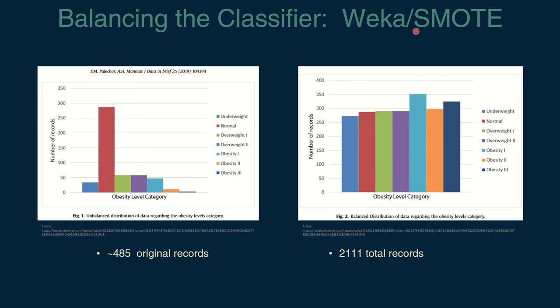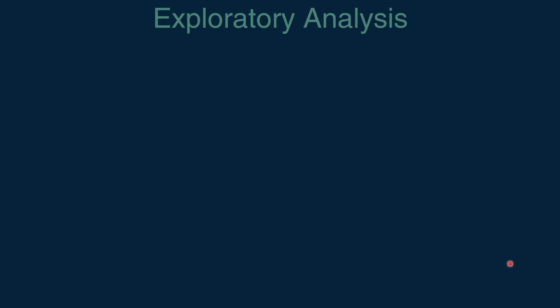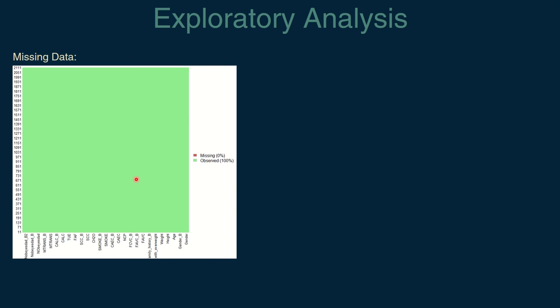I'm not very familiar with this SMOTE technique to balance data. I don't actually use it. I use rows, and you're gonna see an example of that, and that's kind of the original records, and then after the balancing. Exploratory analysis here, I was looking for missing data.